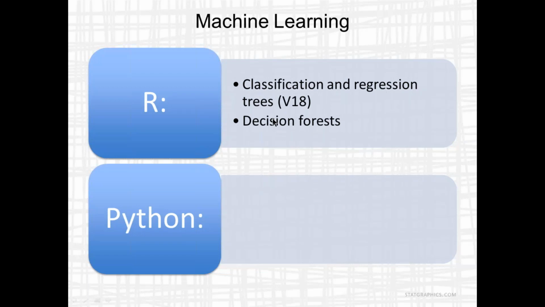Well, we've added in version 19 decision forests. What decision forests are is basically a forest of trees. Rather than just growing one tree as you would in a classification and regression tree in version 18, in a decision forest, you grow lots of trees. And you do it basically via bootstrapping. You know, you'll take a subset of the data, build a tree, another subset of the data, build a tree, another subset, build a tree.